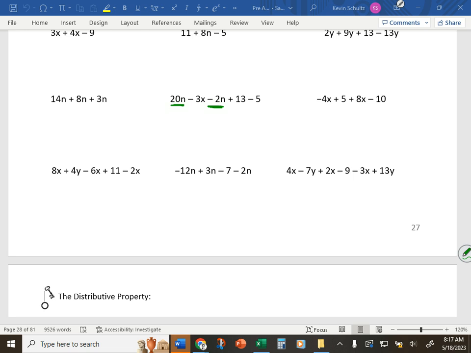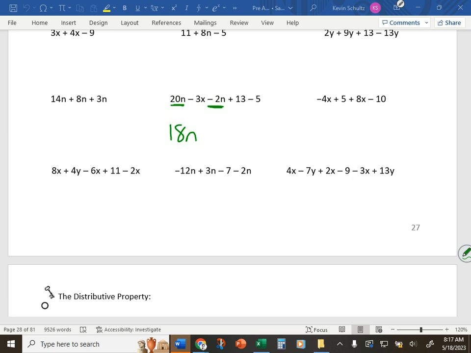Well, we have 2 n terms, but this one says we got 20 n's. Then we take away 2 of them. So how many n's do we have total? 18 n's. Okay. There are 2 terms with an n, yes, but remember that coefficient. How many n's do we have? 20, take away 2. What other like terms do we have in here?